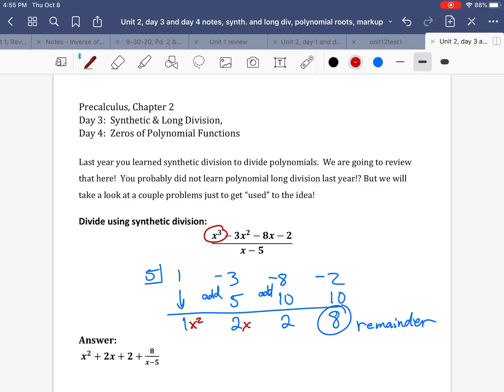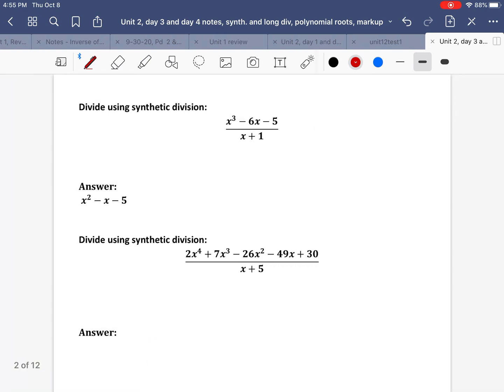So I would write my answer like this: 1x squared plus 2x plus 2, and then plus, because it's a remainder, 8 over what I was dividing by. So you always put this over what you were dividing by. Okay? And so you should actually officially write your answer to the side, and there it is right there. All right, so let's do a couple more.